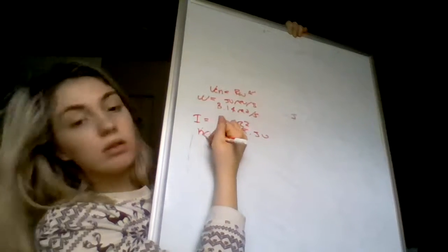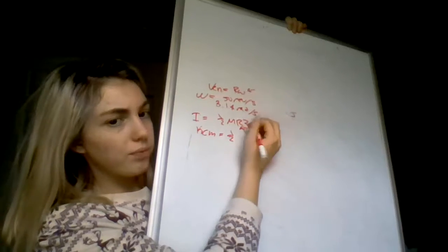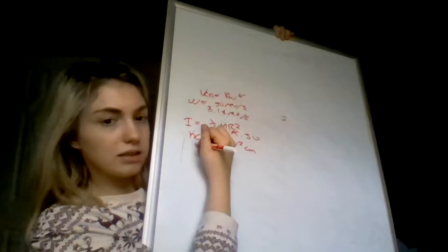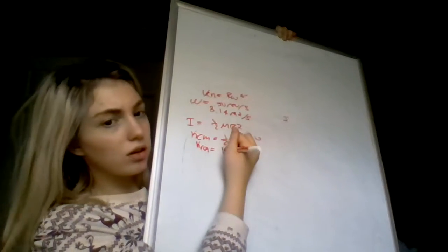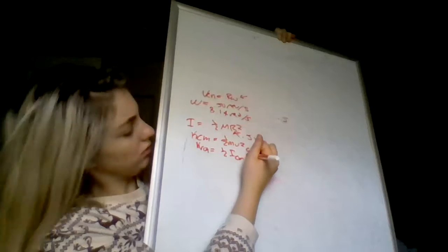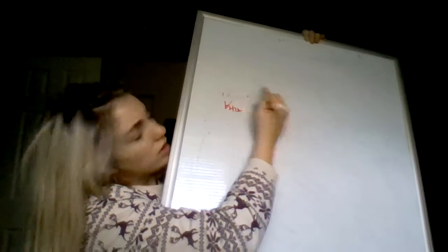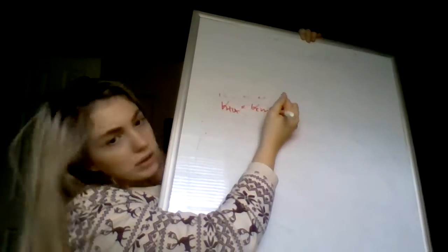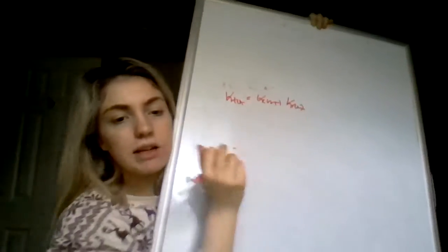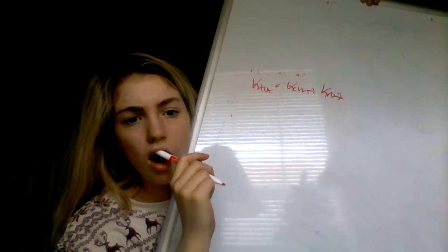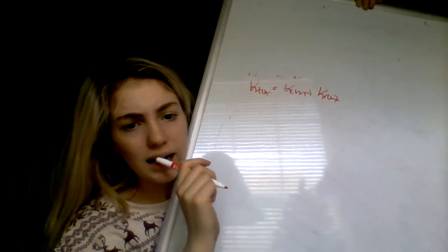And then I will be using this, v squared, that's of the center of mass, and then the rotational is going to be this. So now that we know all that, to find part A, I'm going to use the total, which is the translational plus the rotational, and then let's see, v equals angular velocity times r.